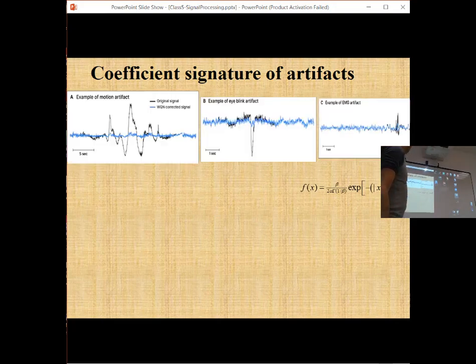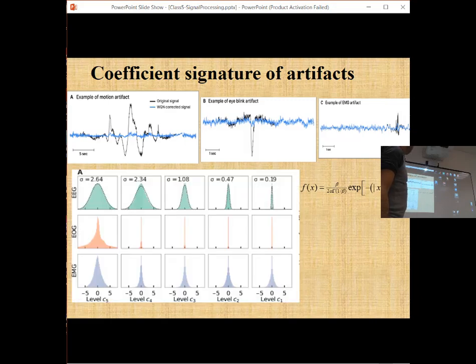And this is the third example I showed to you, and this is the results. The EEG at different levels, for these different bands, has a certain distribution of coefficients. But if you look specifically at the EMG signal or the EOG signal, or the eye signal, you see that the distribution is very different.